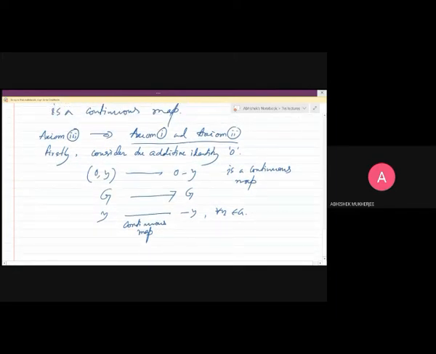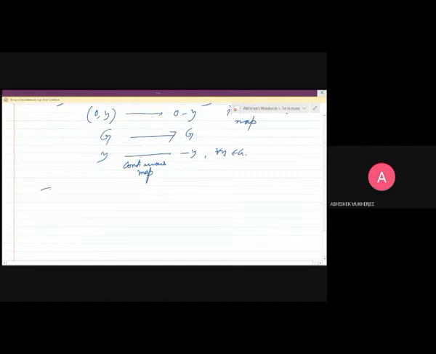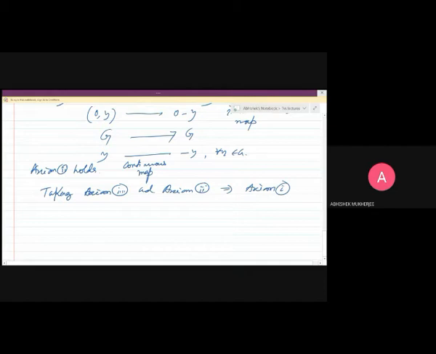Then taking axiom 3 and axiom 2 together, this will imply axiom 1, right? So here you can write that axiom 2 holds. So that means axiom 3 will imply axiom 1 and 2 both.